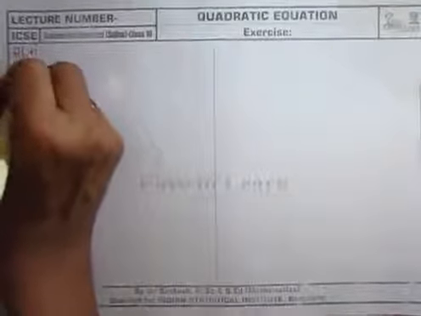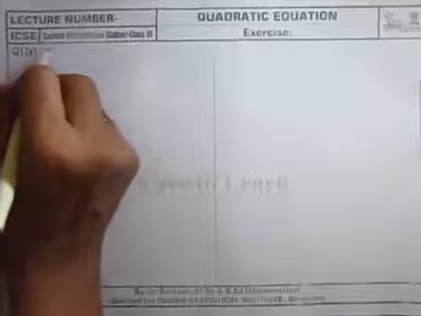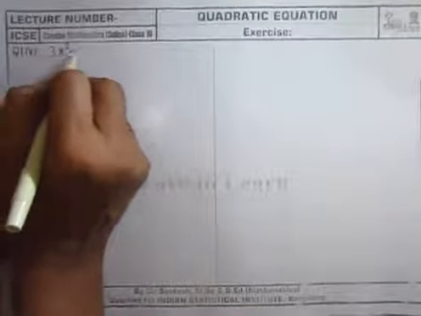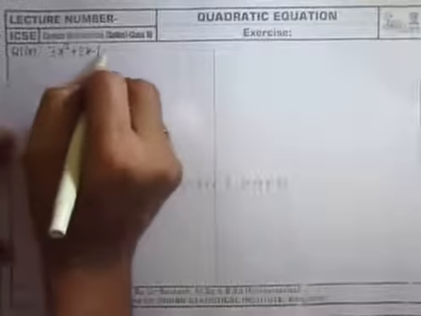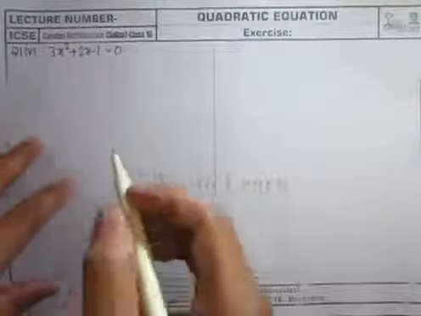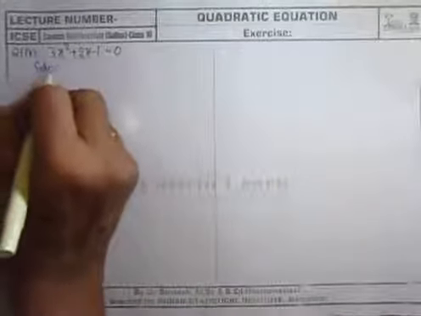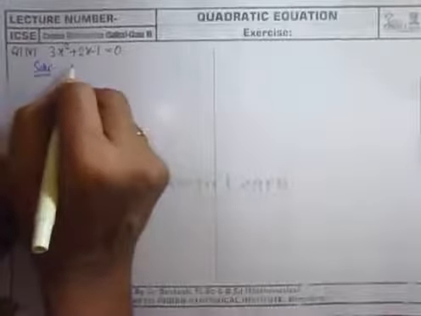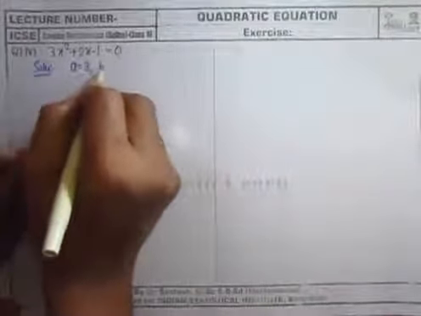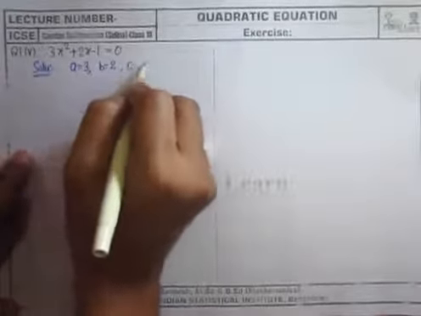Now question number 1, bit 5. So here the question is 3x square plus 2x minus 1 equal to 0. So again the question is given in arranged form. It is already arranged in the general form of a quadratic equation. If it is not given, then you have to arrange it. Now comparing this equation with the general equation, we will get a equal to 3, b equal to 2 and c equal to minus 1.